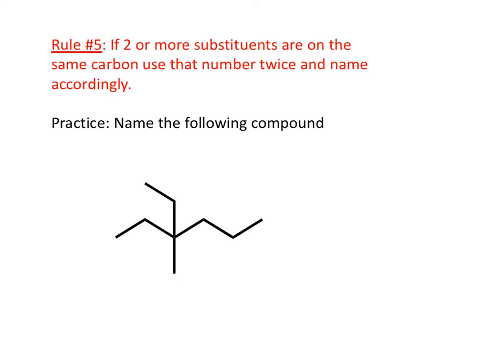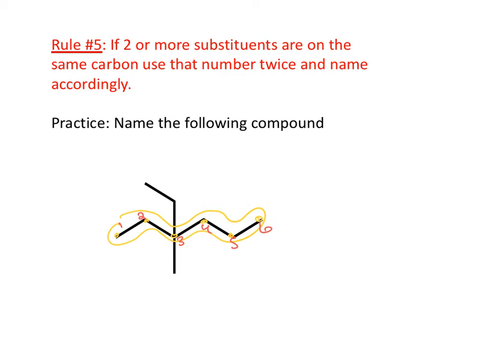Now rule number 5, if 2 or more substituents are on the same carbon, use that number twice and name accordingly. So let's practice with this compound. So first find the longest chain. This is a 6-carbon chain. 1, 2, 3, 4, 5, 6. There is not a longer chain. Now we want to number from the side where we get the branching at the lower possible number. So that would be numbering from the left. So the numbering is going to go 1, 2, 3, 4, 5, 6.